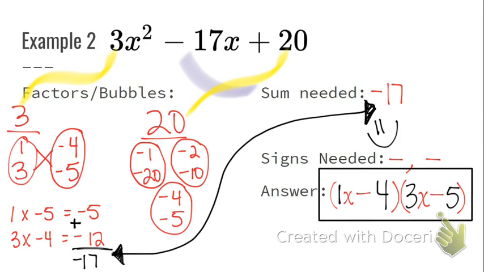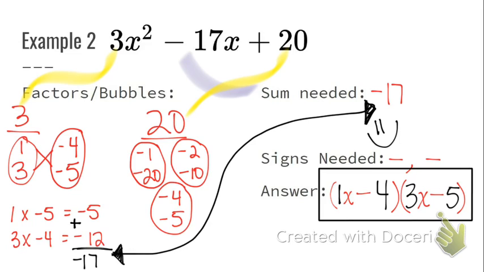All right, we've got the rest of the work shown and the answer put up for example 2 today. So I decided that the bubble I needed was -4, -5. I decided 1 needed to be multiplied by -5. 3 needed to be multiplied by -4. And when I added those two products together, I got -17, which is what I decided I needed from the very beginning. So I just filled in my parentheses, my binomials, with those numbers.